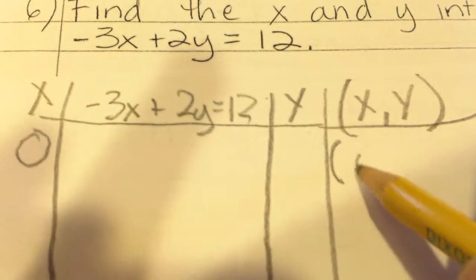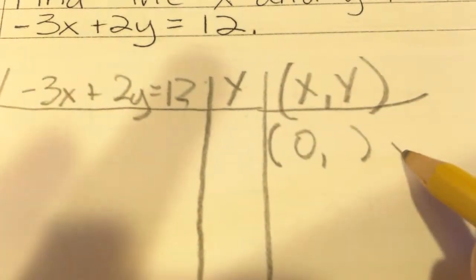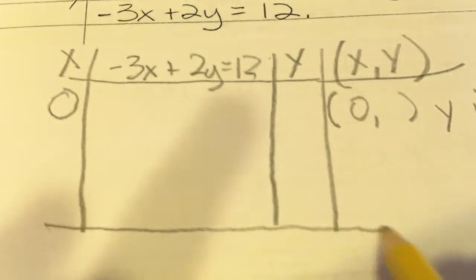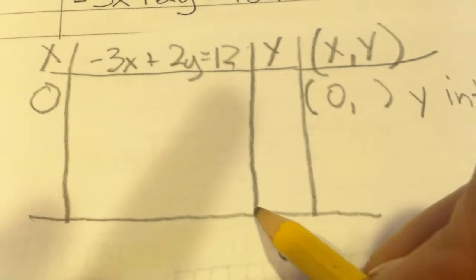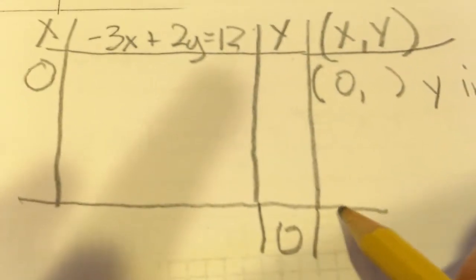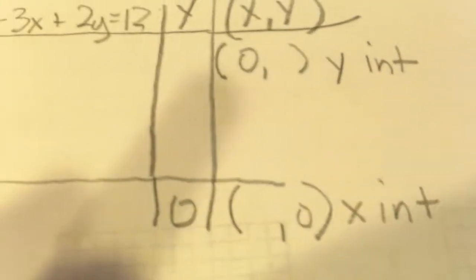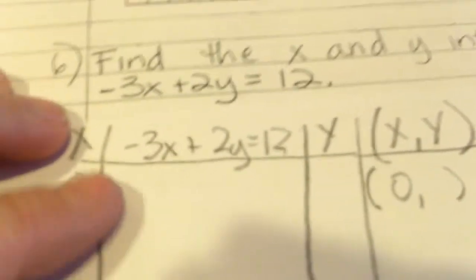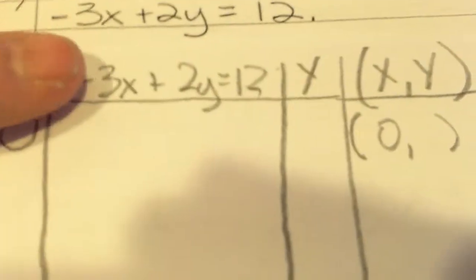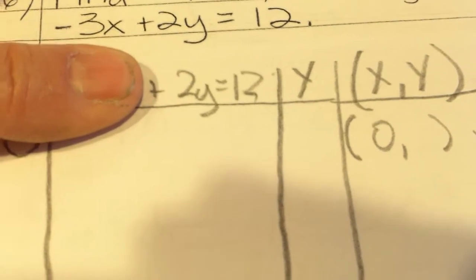When I make x 0, that's going to give me my y-intercept, because that point's going to be on the y-axis. And then I'm going to make y 0. And that's going to give me my x-intercept because it's going to be on the x-axis. Okay, so if x is 0, that means, well, wait a minute. If x is 0, isn't this going to be negative 3 times 0? And isn't that just going to be 0? So what's left? Positive 2y equals 12.